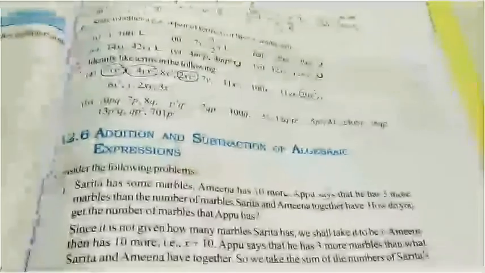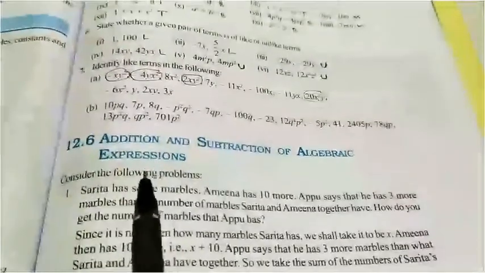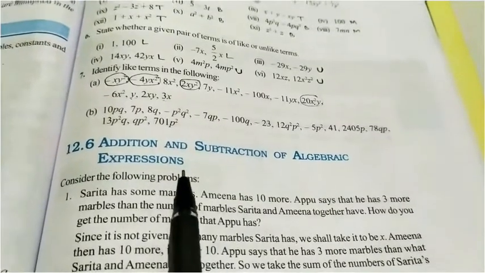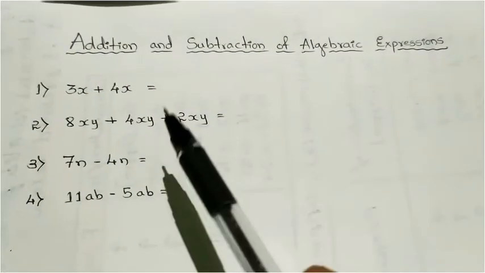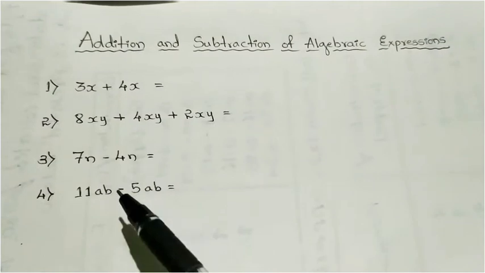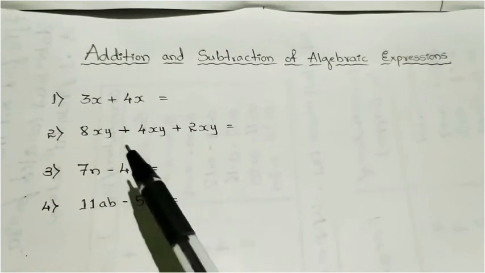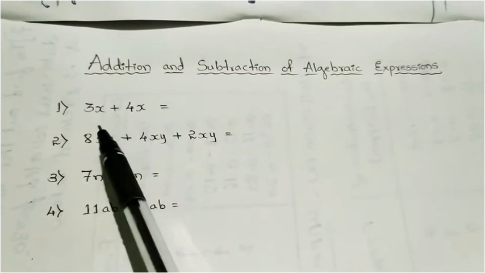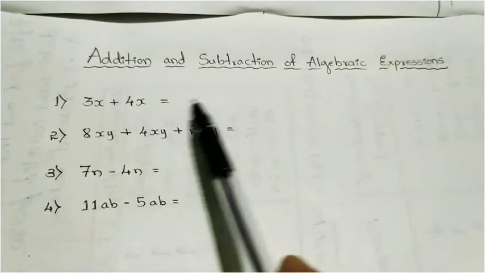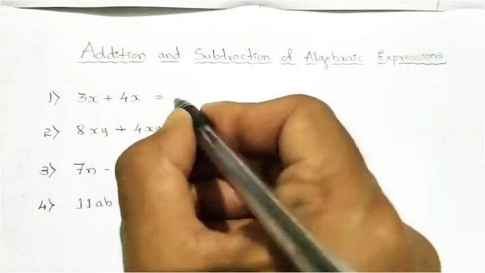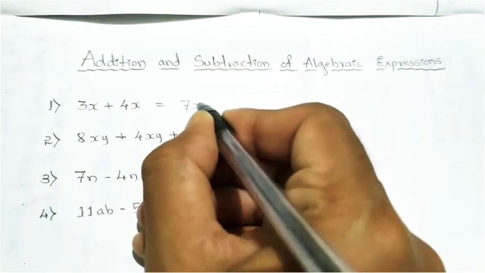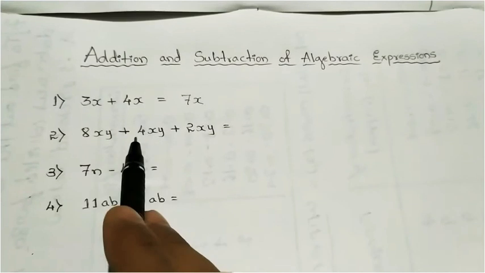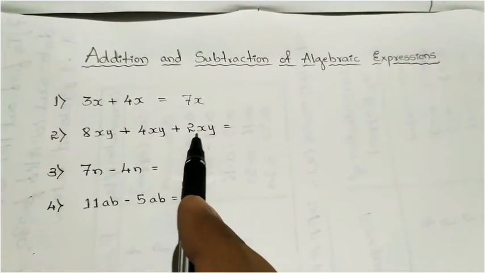Hello students, in this video I am going to explain about addition and subtraction of algebraic expressions: how to add the expressions as well as how to subtract them. It is very easy here. You have to add only like terms. 3x plus 4x, so our answer will be how much? It will be 7x.